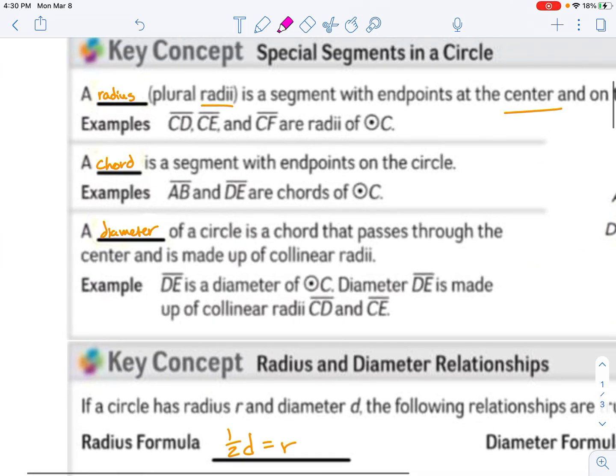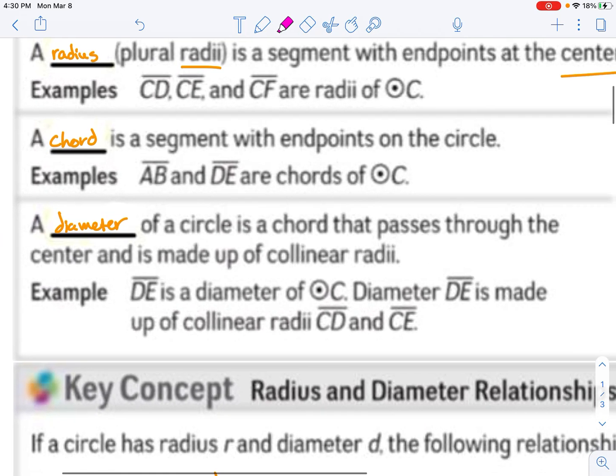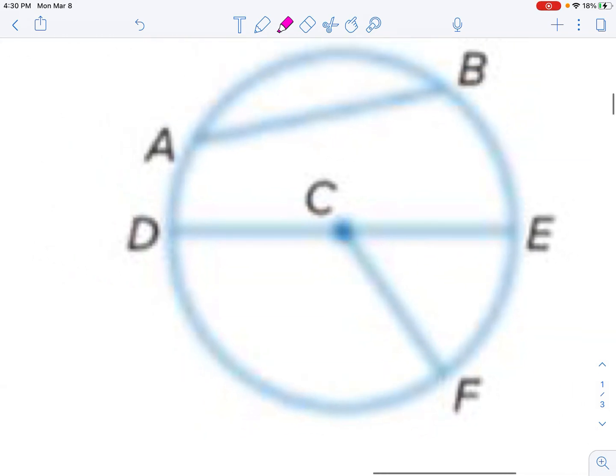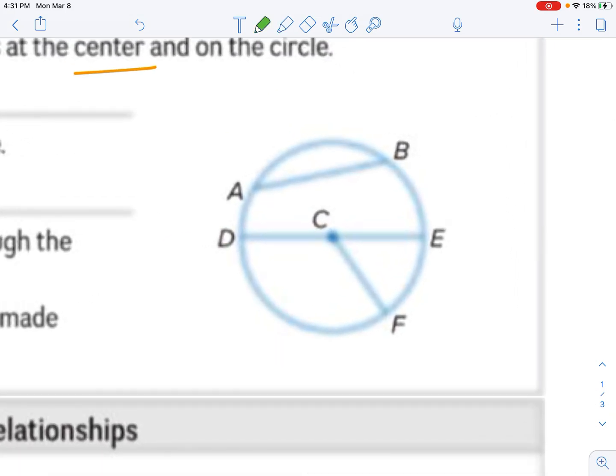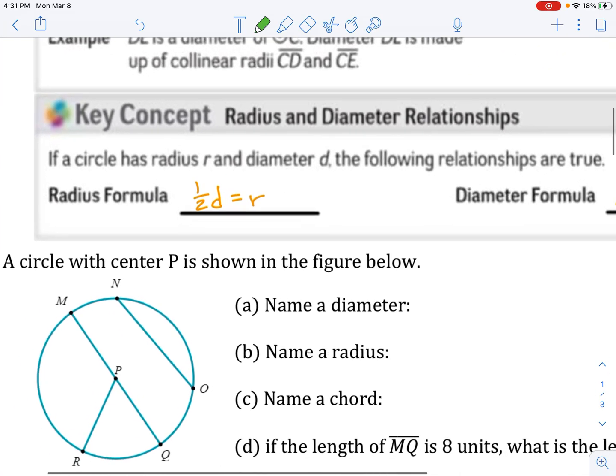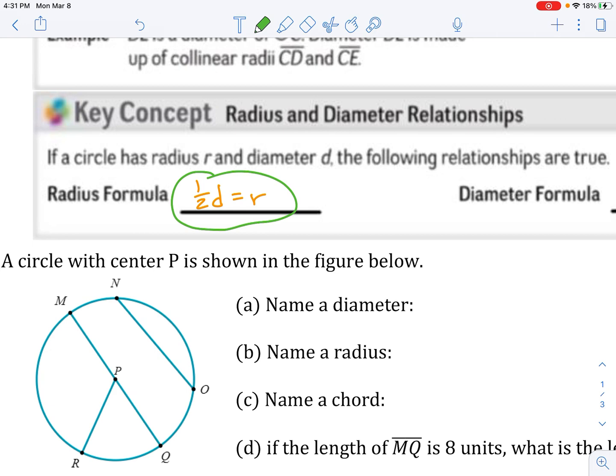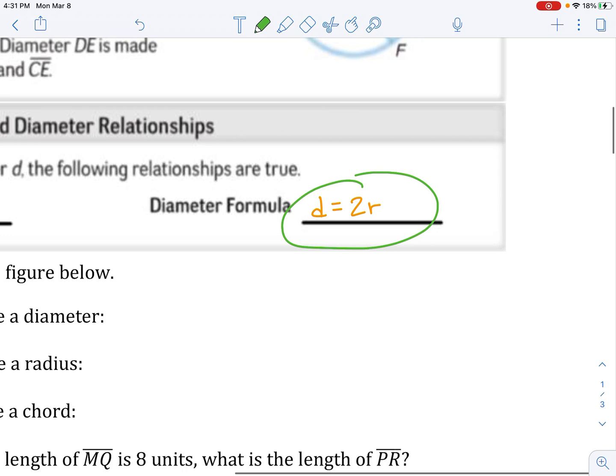And then lastly, the diameter is a chord that goes through the center. So my diameter here, that's it right there. It's a chord. It goes from endpoint to endpoint on the circle, and it goes through the center. So that's a diameter. A diameter is twice as big as a radius because it's made up of two radii. So there's two radii right there that make the diameter. So for our formulas for that, 1/2 times diameter equals radius, or diameter equals 2 radiuses, or radii.